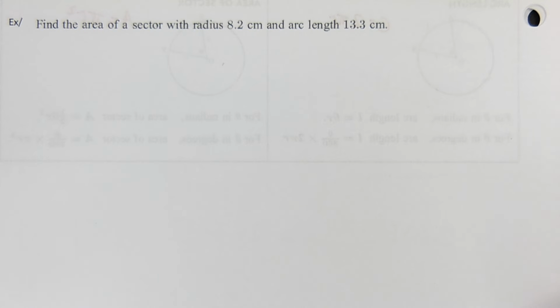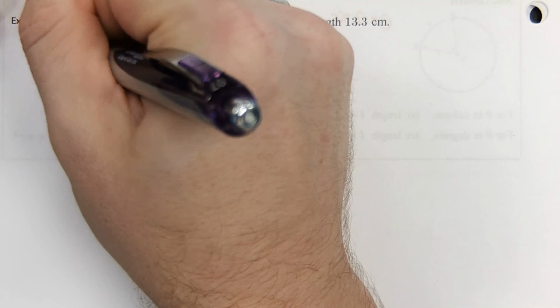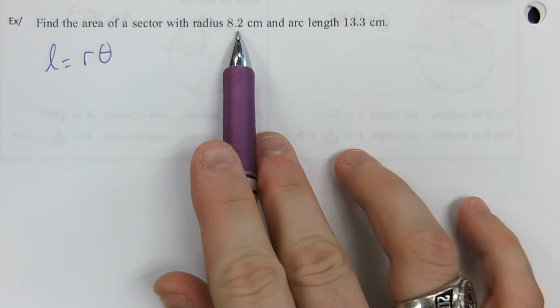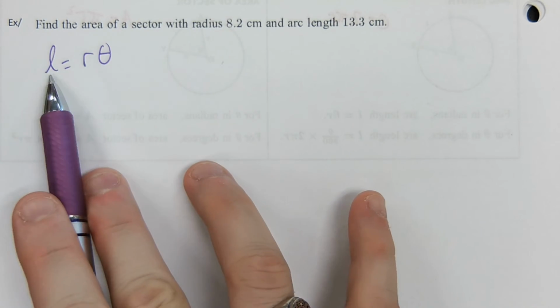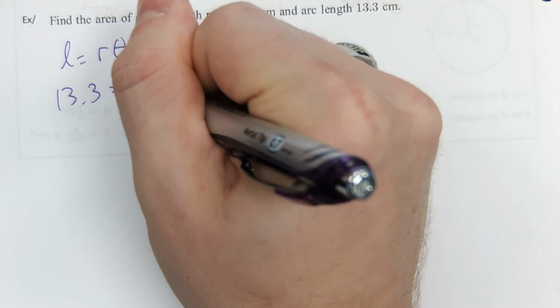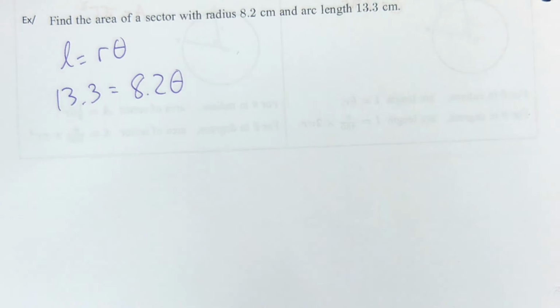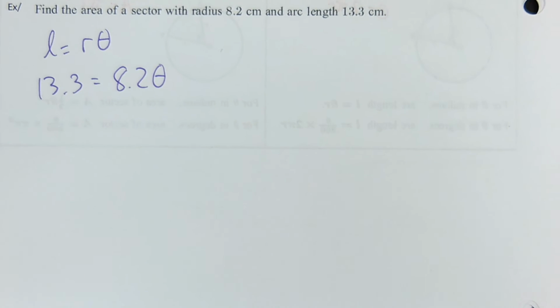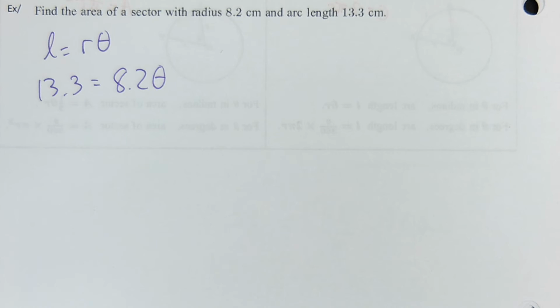length. Oh, I was given an arc length, not a theta. But we can find theta, can't we? Because arc length is r theta. I know the radius is 8.2, and I know length is 13.3. This theta must be in radians because I used r theta.